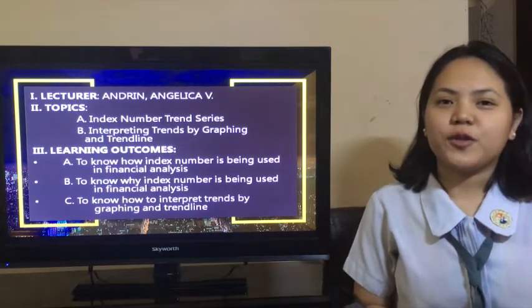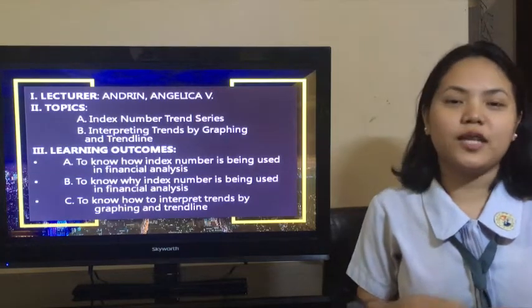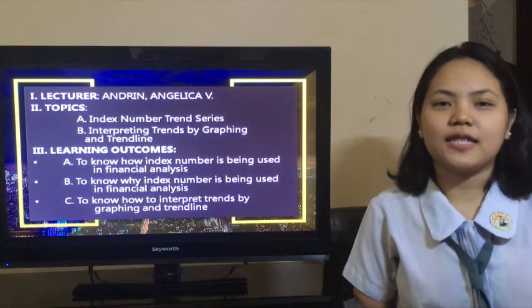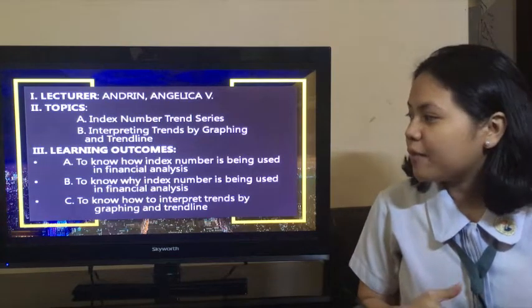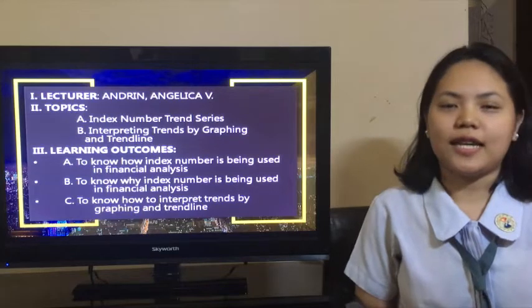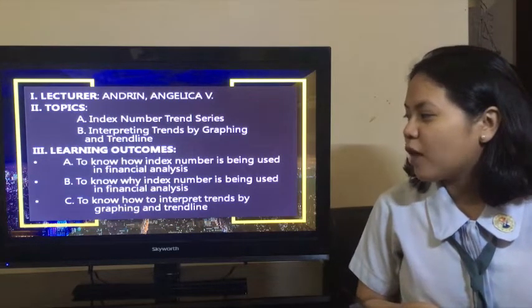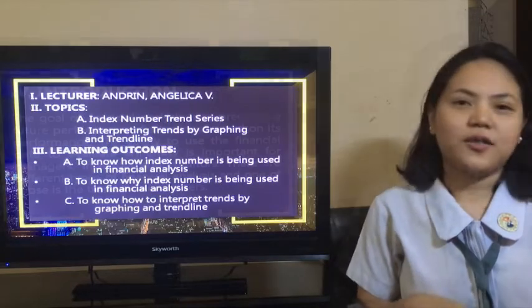After this lecture, the students are expected to know how index number is being used in financial analysis, and they will know also why index number is being used in financial analysis. And lastly, they are expected to know how to interpret trends by graphing and trend line.